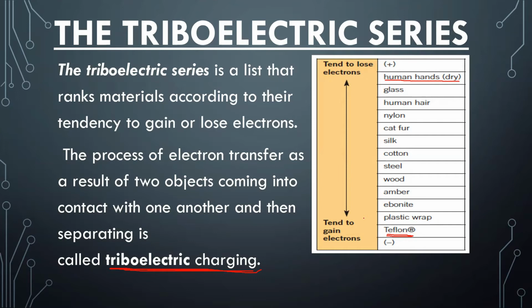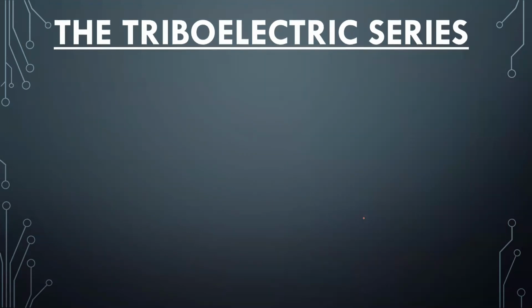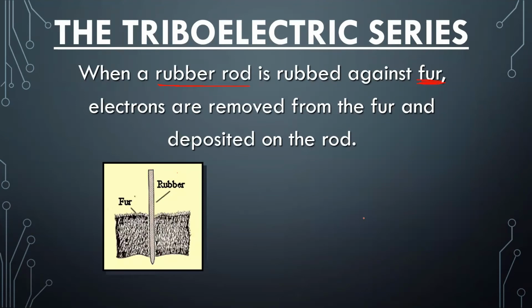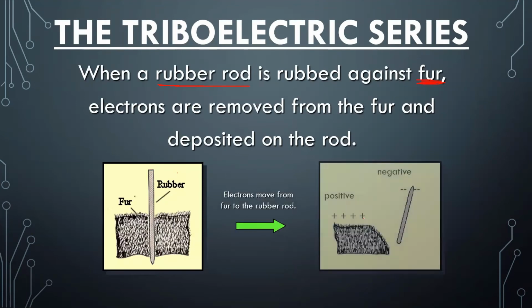Just search the Triboelectric series. There is a list that ranks the materials according to their tendency to gain or lose electrons. That is the Triboelectric series.